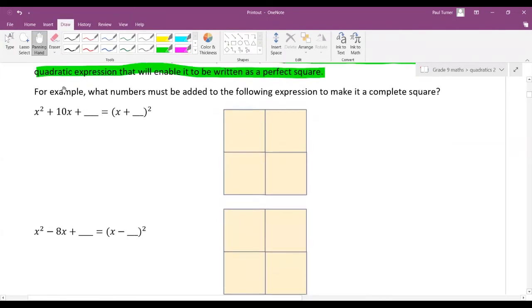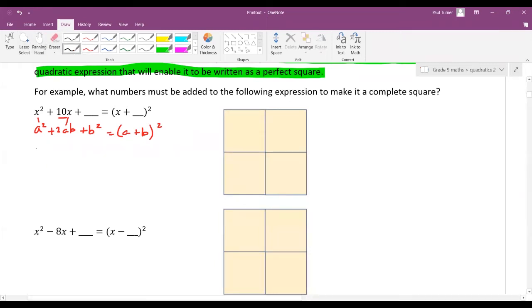So take a look here. We've got x squared plus 10x. What we should be thinking about is our perfect square rule. So we would have a squared plus 2ab plus b squared, which is a plus b all squared. If you look here, a is going to be x, then b must be 5. So we need a number here that will equal 10.